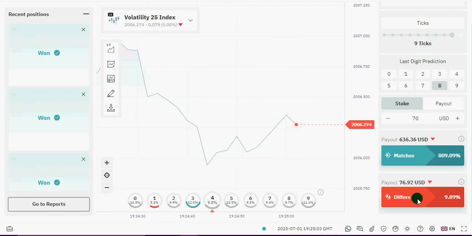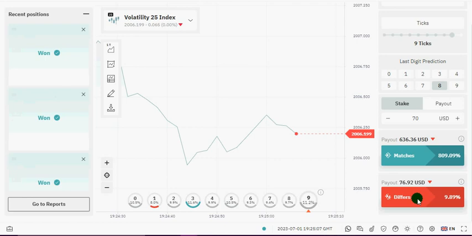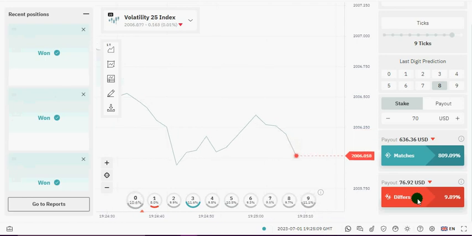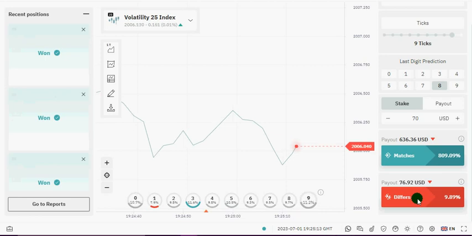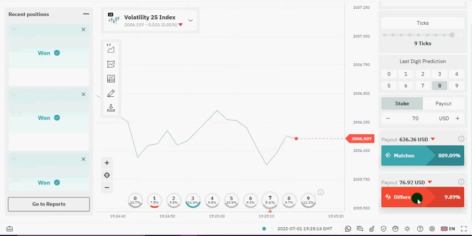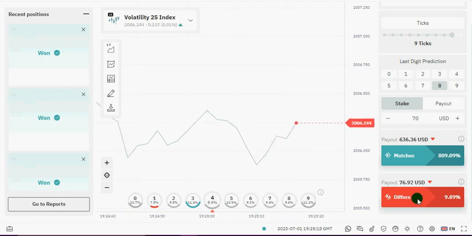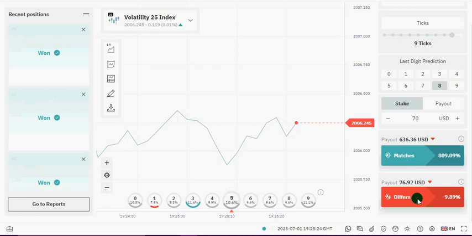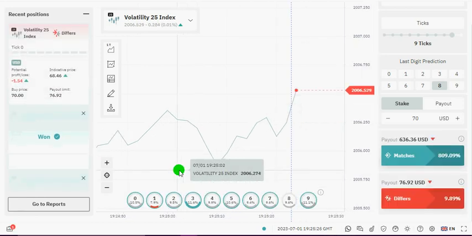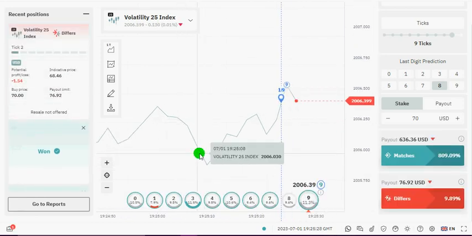That's 4, 9, 0, 7, 4, 1, 6, 5. Okay, I just want to show you guys that this strategy really works.